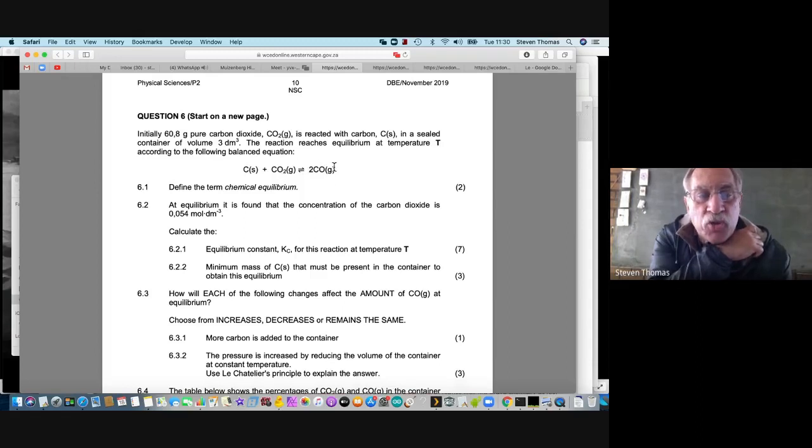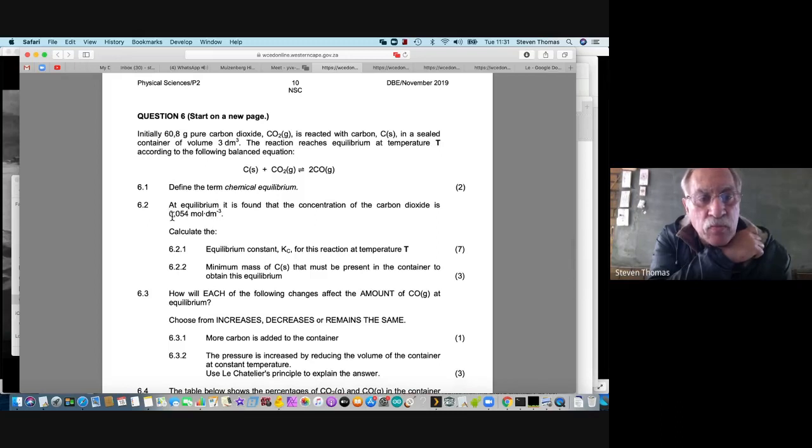So unlike our waffles, which can go back to form eggs and water and milk and flour, this reaction is a chemical reaction. Your waffles or CO can go back. But in my case, it was non-reversible. Okay, at equilibrium, meaning at the end, when you've done baking this whole waffle, it is found that the concentration of the carbon dioxide is 0.054 moles per decimeter cube. Do you recognize that concentration as the last column in our waffle columns? Do you recognize it?